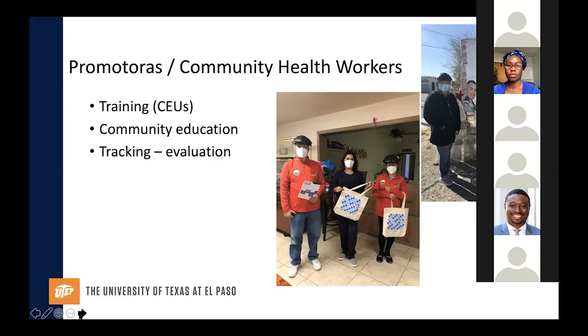We are training them on the physical and mental effects of COVID-19. We're also letting them know the resources that are available in their respective communities and ensuring that they're prepared to provide the education that's needed to these communities. They're also assisting us in tracking and ensuring that we are evaluating our efforts. And you can see some of the images of our promotoras that are assisting us in our project. Next slide, please.